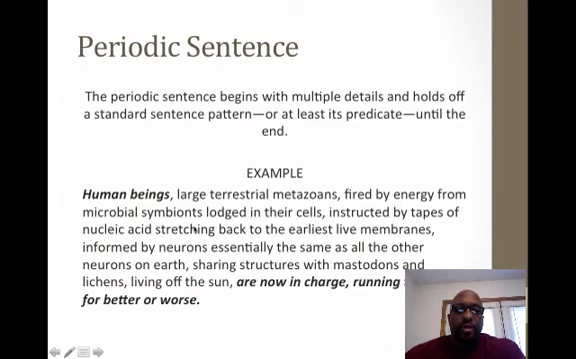So the example here, you would think this is considered a run-on sentence because here's the beginning and here's the end. So it says human beings, large terrestrial metazoans, fired by energy from microbial symbionts lodged in their cells, instructed by tapes of nucleic acid stretching back to the earliest live membranes, informed by neurons essentially the same as all the other neurons on Earth, sharing structures with mastodons and lichens living off the sun, are now in charge running the place for better or worse.